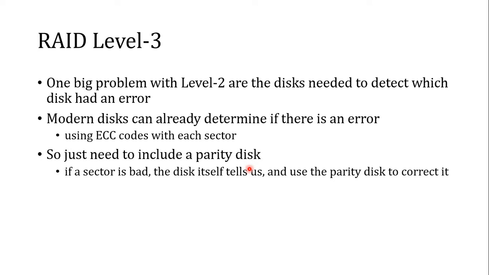RAID level 3 basically takes advantage of advanced technology hard drives. It is not basically an upgrade of RAID level 2 to 3. For RAID level 3, new types of disk are already in the market. These disks have the ability to determine whether there is an error or not, that is, whether the data is being read correctly or not. So the ECC codes with each sector tell whether it is working properly or not, that is RAID level 3. So it just needs the parity disk; no ECC disk is required for RAID level 3.